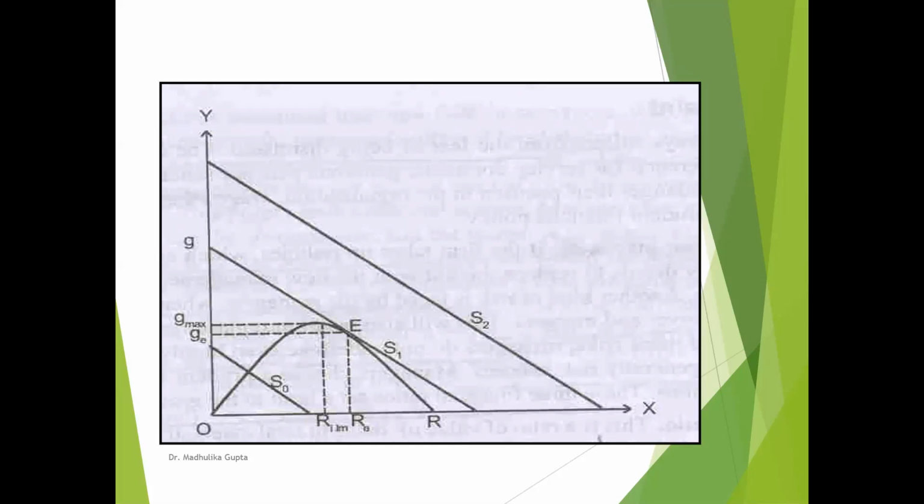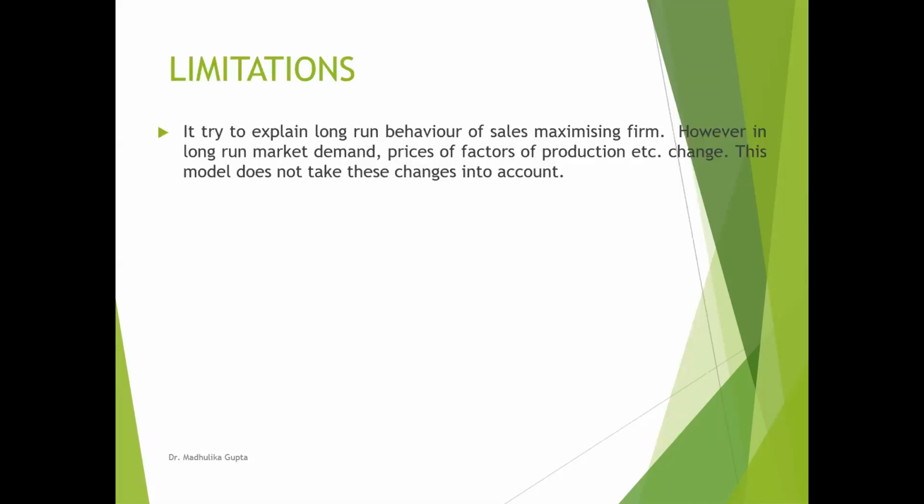Can you see GE and RE? GE is on the y-axis, RE on the x-axis, to get the highest possible level of sales subject to the growth constraint. Understood? So again, this model has some limitations. It tries to explain the long-run behavior of a sales maximizing firm. However, in the long run, market demand, prices or factors of production, etc. change. So this model does not take these changes into account. These are the drawbacks and limitations of this particular model.